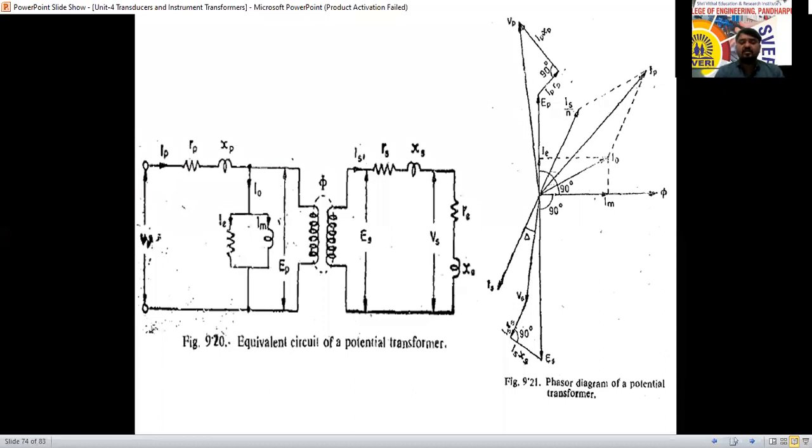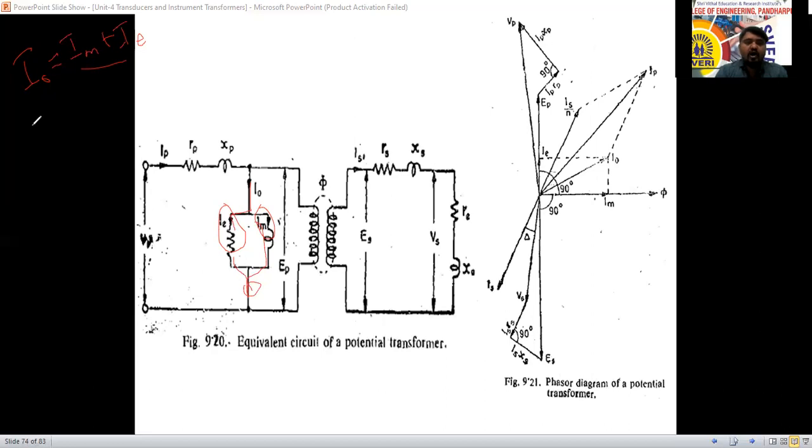As per this, we can write I naught equal to IM plus IE. Yes or no? Two parallel currents come up to here, and some current will flow through each branch. Both will sum at this point, so the summation is I naught equal to IM plus IE.